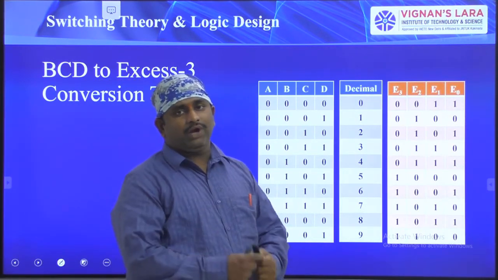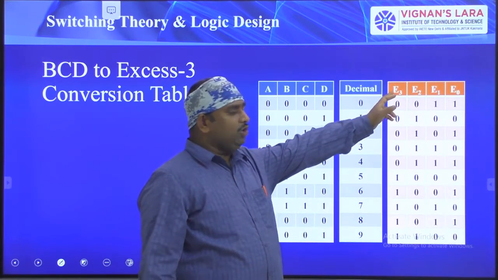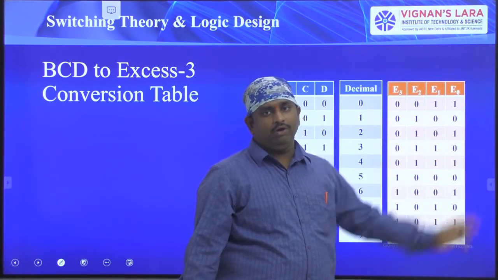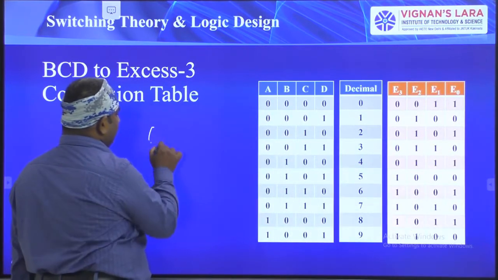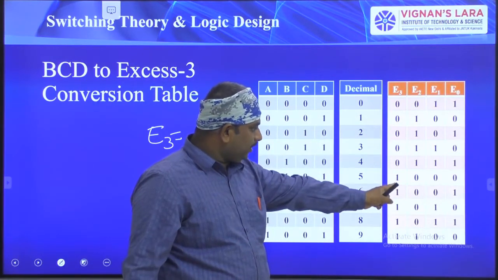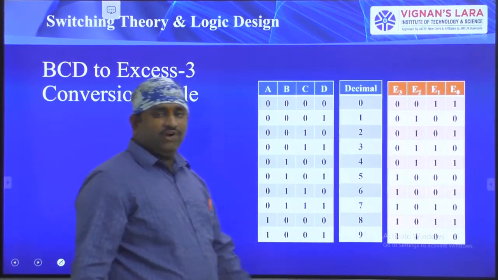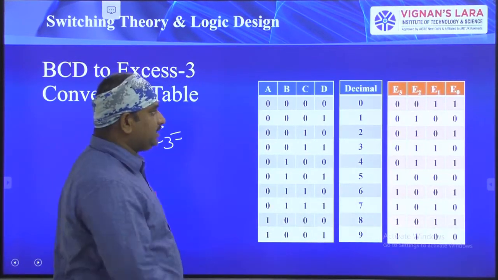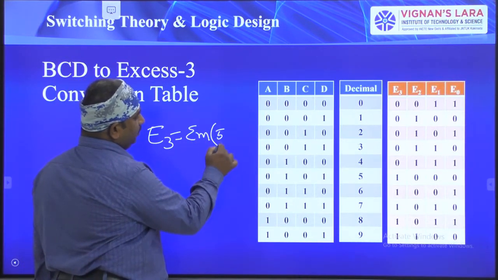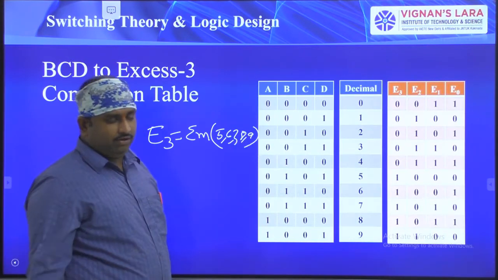Now, we have to write down the BCD to XS3 conversion functions. That is, you have to write down E3, E2, E1, E0. E3 is equal to, check where the E3 value goes to 1. These are the zeros, and here 5, 6, 7, 8, 9. For 5, 6, 7, 8, 9, we have the 1 at the XS3 value for E3. That is sigma small m of 5, 6, 7, 8, 9. So these are the values for E3.